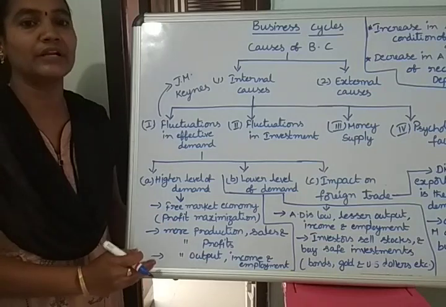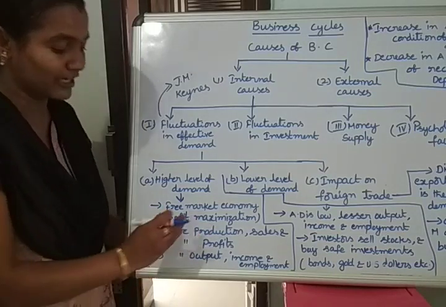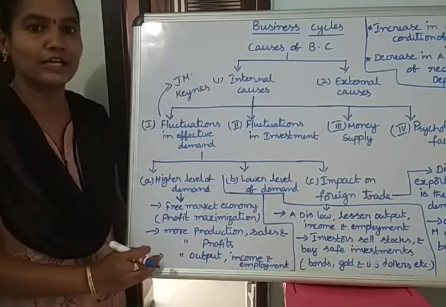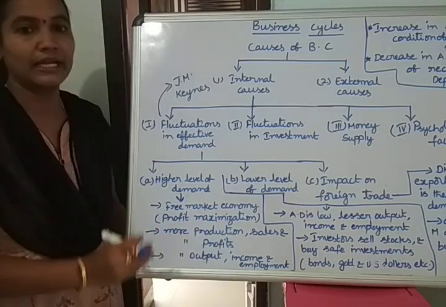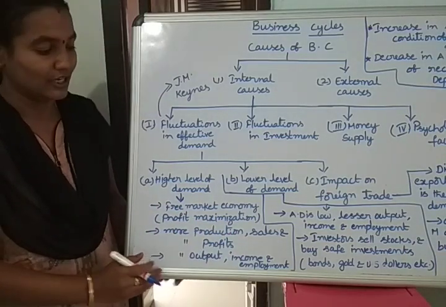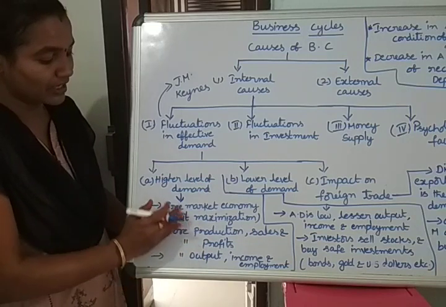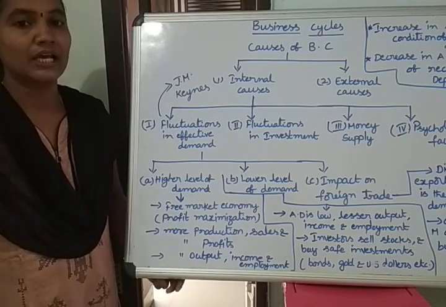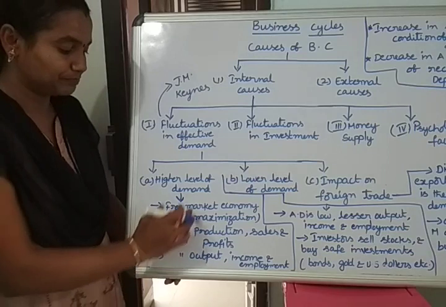Then he shows more interest in producing more. This leads to an increase in output, then an increase in income, and then an increase in employment opportunities in the society. So this is also one of the causes we see as a fluctuation, that is, a higher level of demand.